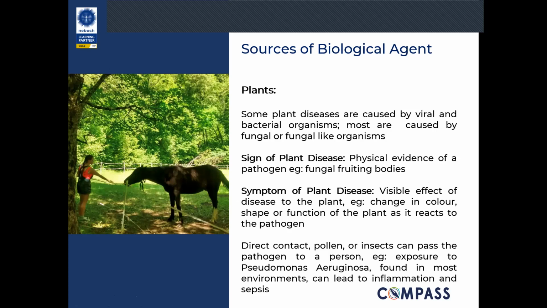So a classic is pollen. So direct contact, pollen, or insects can pass the pathogen to a person. That exposure to Pseudomonas aeruginosa, similar to Legionellosis, and the types of, so waterborne and movement around water areas, but it's ingested. So a classic example there, rather than just the obvious pollen examples. Found in most environments and can lead to inflammation and sepsis.